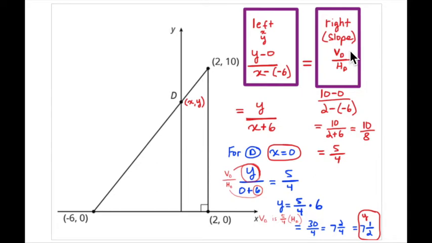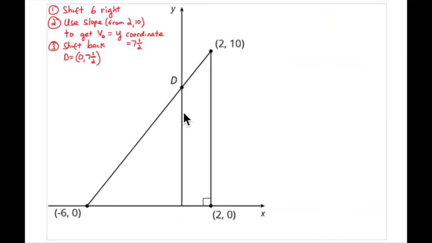So the number of units in the vertical direction compared to the number of units in the horizontal direction. So what are the coordinates? The coordinates are 0, and the y coordinate is 7 1/2. So 0 and 7 1/2. So this 7 1/2 is equal to 5/4 times these 6 units right here. So if I go 6 units from this point, if I go 6 units in this direction, how far do I have to go in the vertical direction? I have to go 5/4 of that 6 units. 5/4 times that 6 units. And that is equal to 7 1/2.